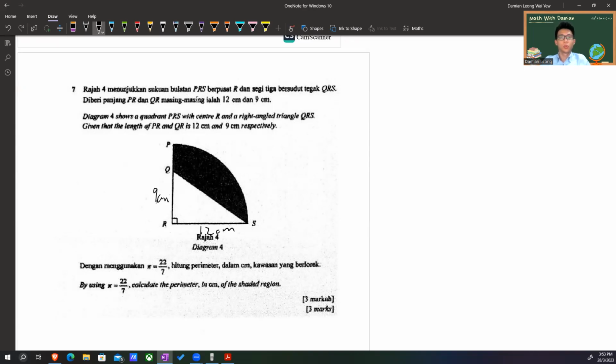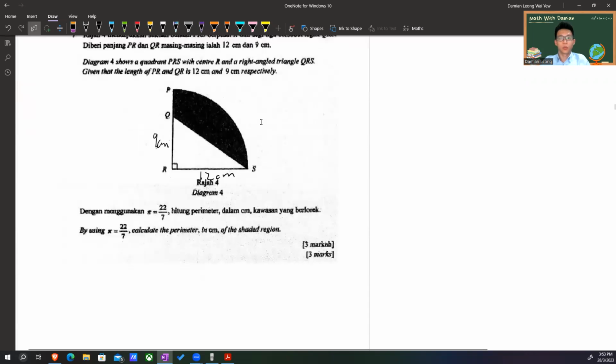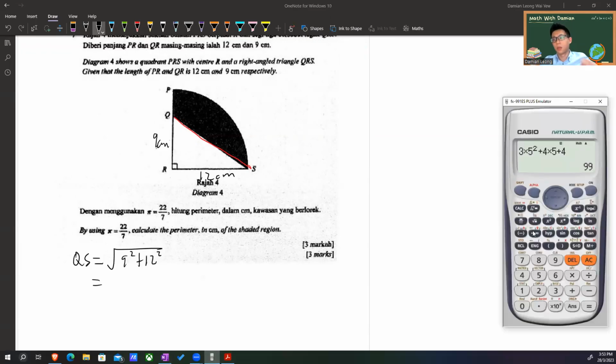So using pi equals 22 over 7, I want the perimeter of the shaded region. So I need this length, which I can use Pythagoras theorem. US is the hypotenuse, so it's square root of 9 squared plus 12 squared. Which is 15.